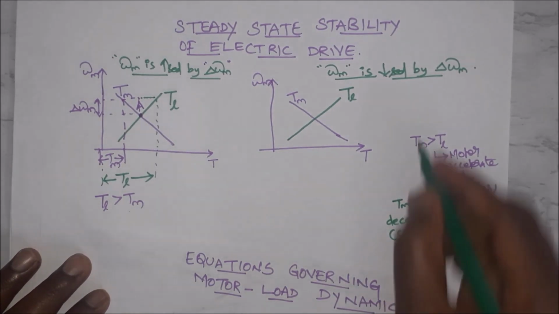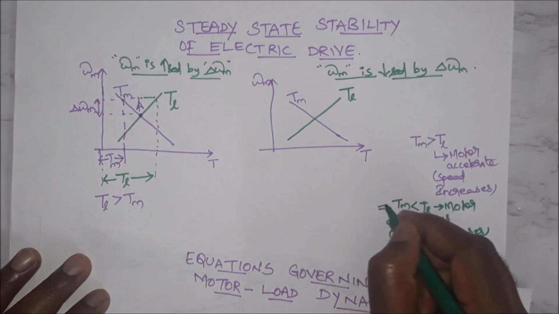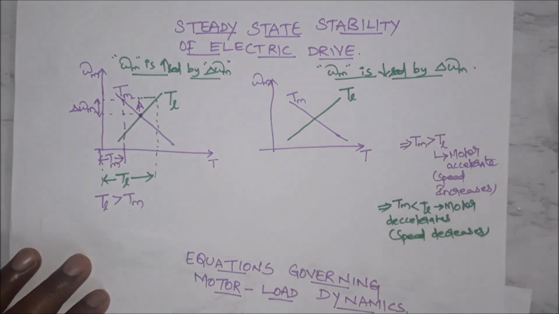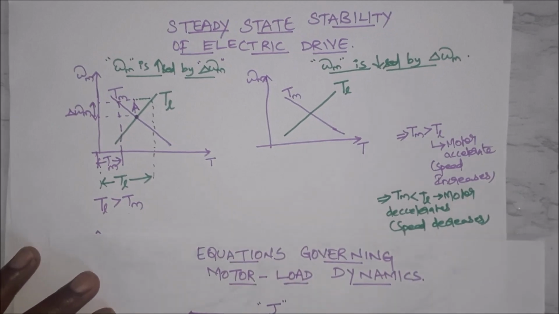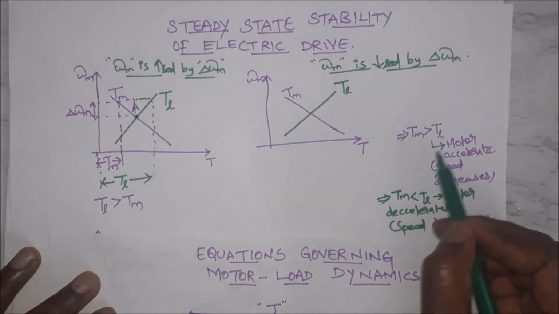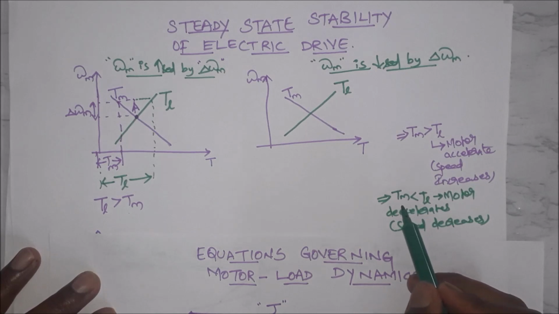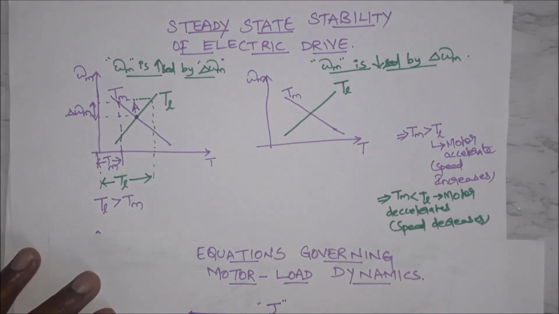Okay, so these are the two cases which you have to know fundamentally about an electric motor, of any electric motor. Not only the DC drive, of any electric drive. Whenever your motor torque is greater than load torque, your motor tends to accelerate, therefore the speed increases. And whenever your motor torque is less than the load torque, or whenever your load torque is greater than the motor torque, then your motor decelerates. That means your speed decreases.